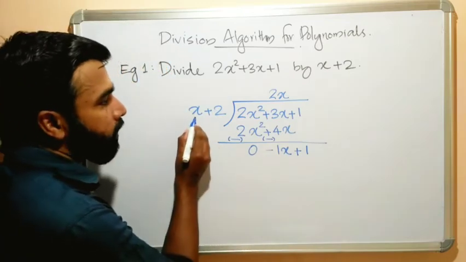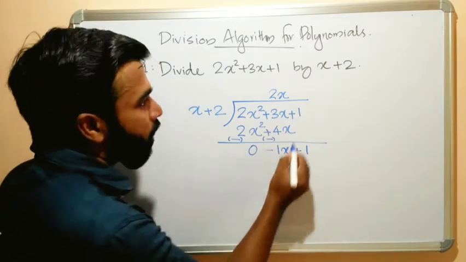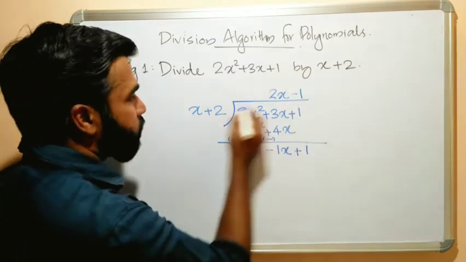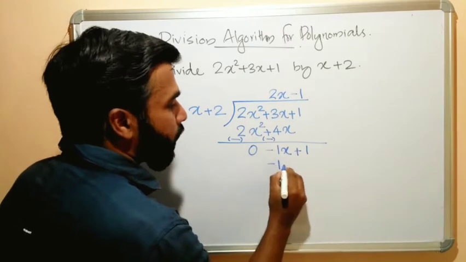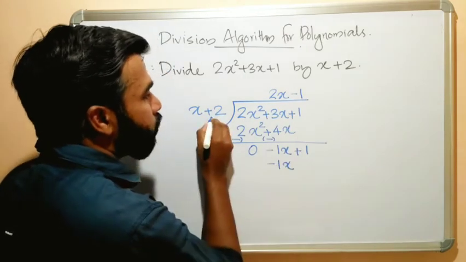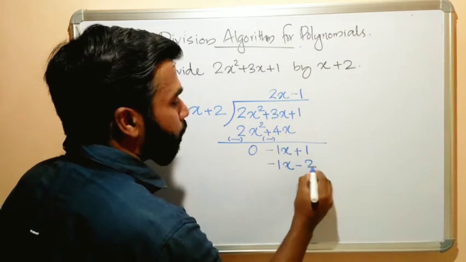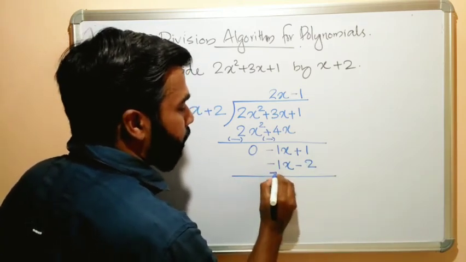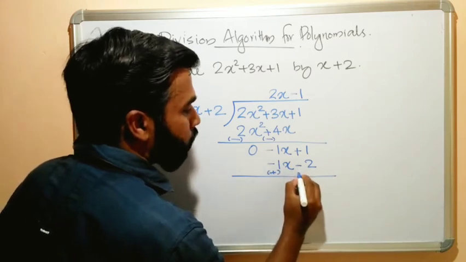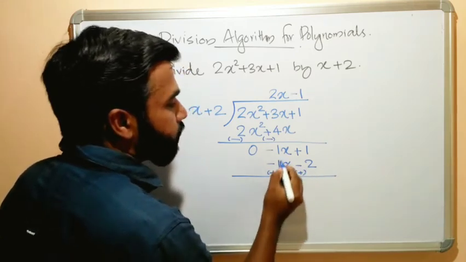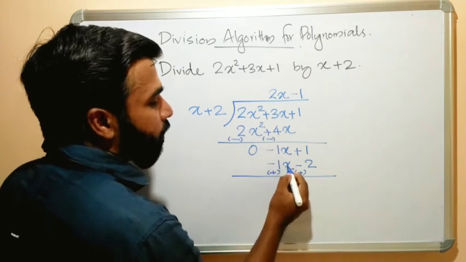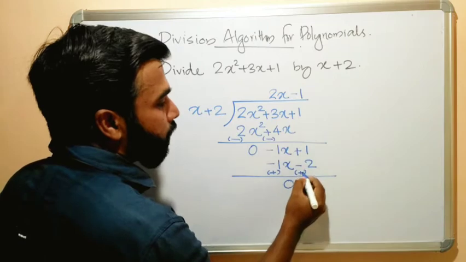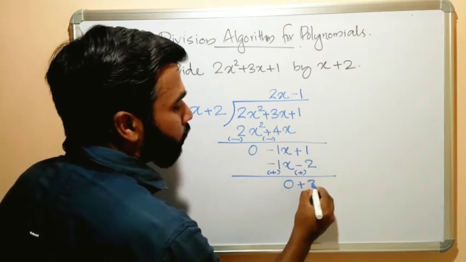Then how will we get x as minus x? So we have to multiply with minus 1, that is minus 1 into x is minus 1x. Then minus 1 into 2 is minus 2. Then we have to subtract again. This minus symbol will become plus and this minus also will become plus. That is minus 1 plus 1 is equal to 0. Then plus 1 plus 2 is equal to 3.